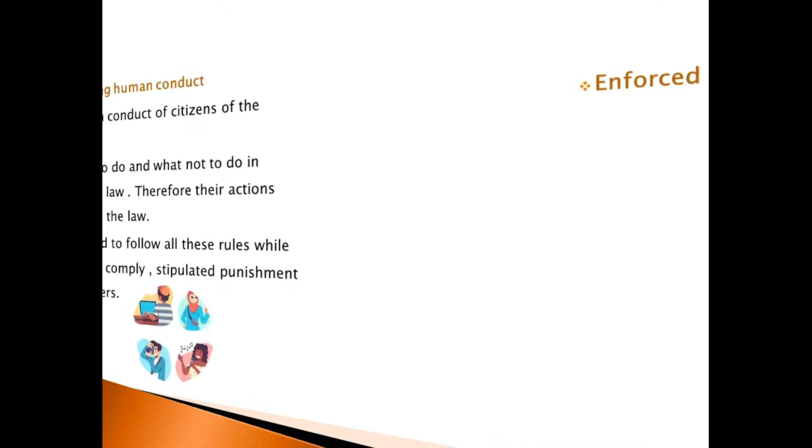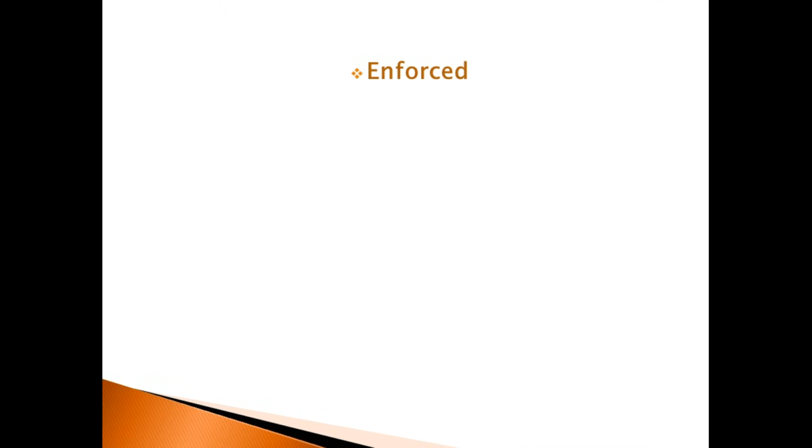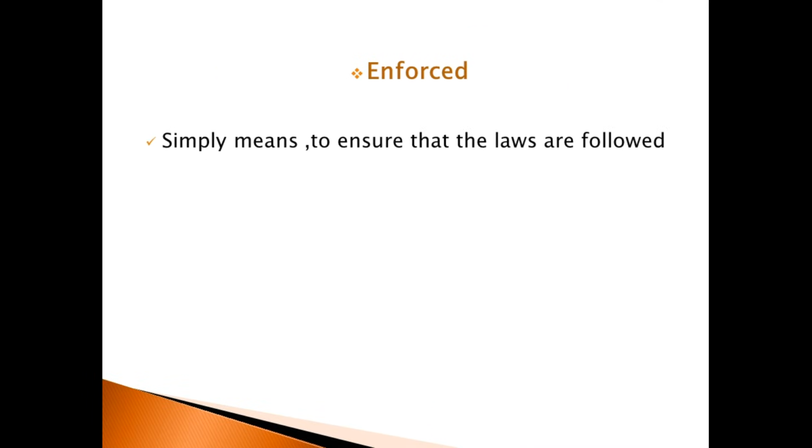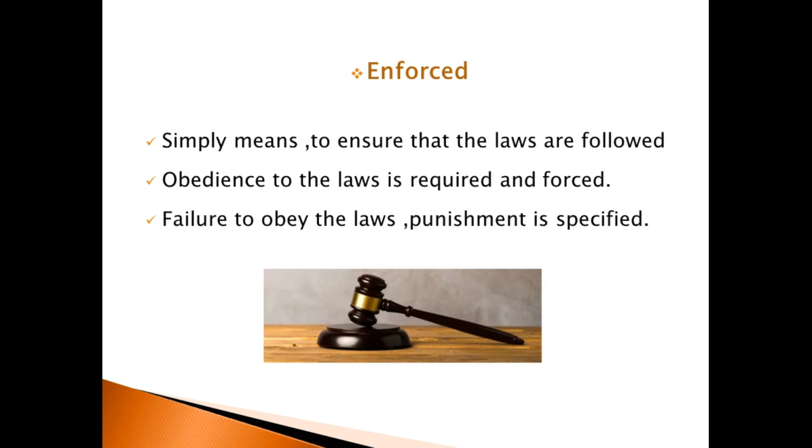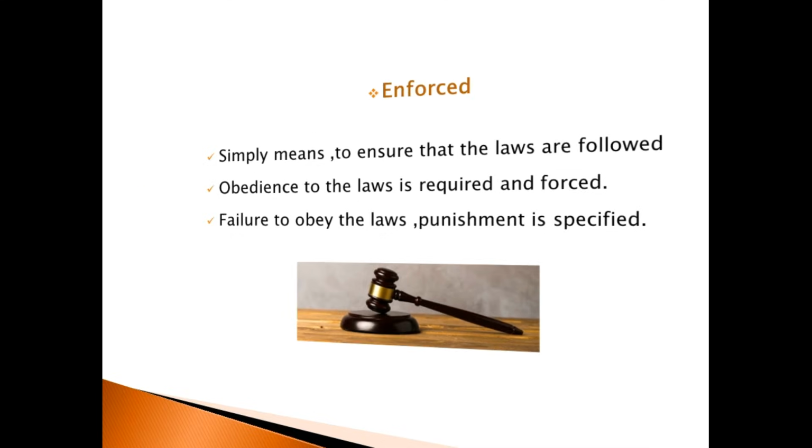The next word we are going to look at is enforced, which simply means laws ensure that all the laws are followed by citizens. Obedience to the laws is required and forced. And for failure to obey those laws, punishment is specified as we said before. And lastly, we'll look at the controlling authority. That is our next phrase.